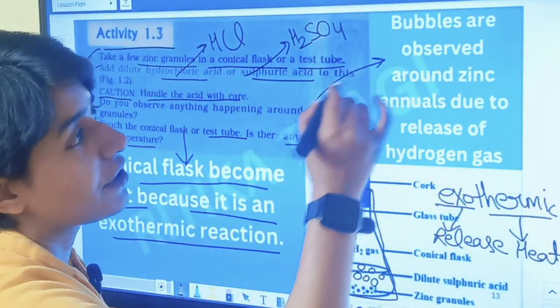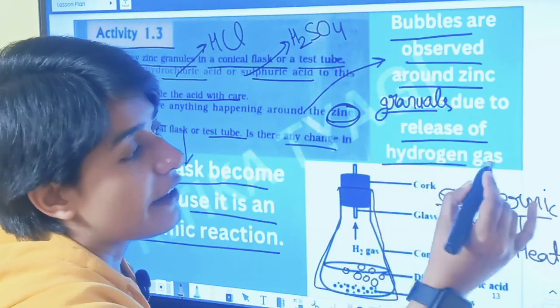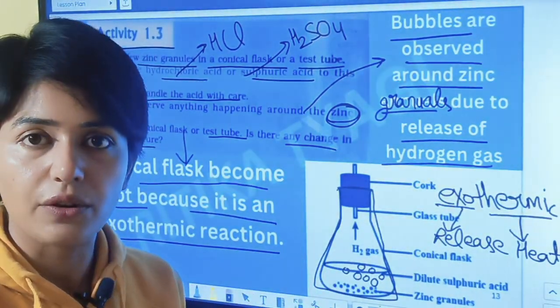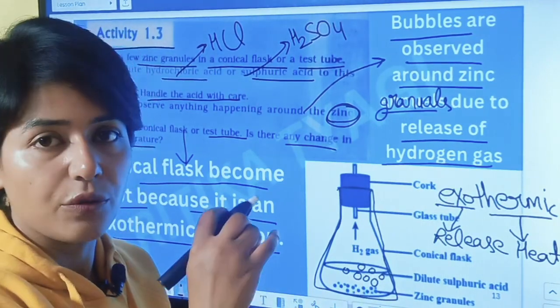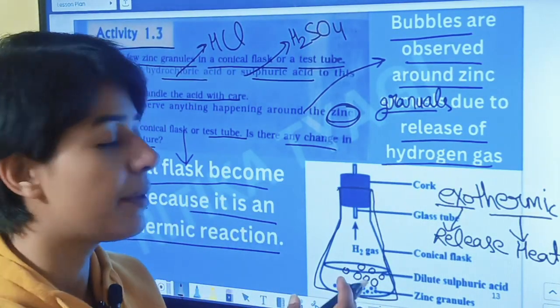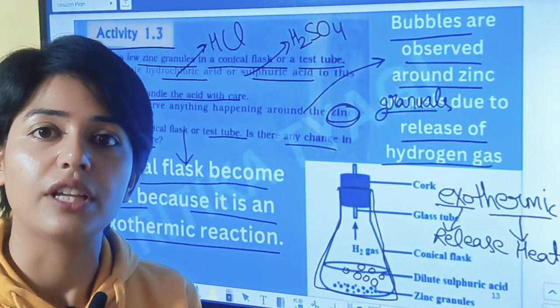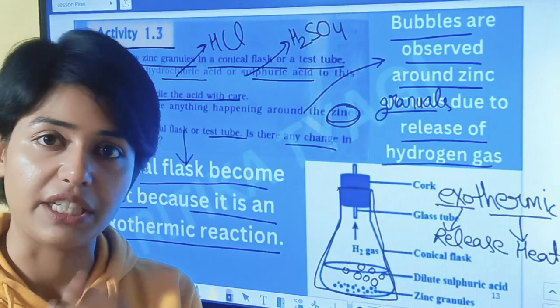And the observation for this: bubbles are observed around zinc granules due to release of hydrogen gas. Zinc granules react with dilute sulfuric acid or dilute hydrochloric acid to form hydrogen gas bubbles, which we observe around the zinc granules, and the temperature of the beaker rises, which indicates that the reaction is exothermic. So these two are the observations for this activity.